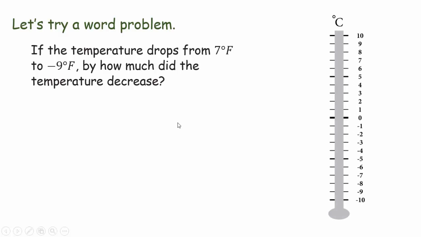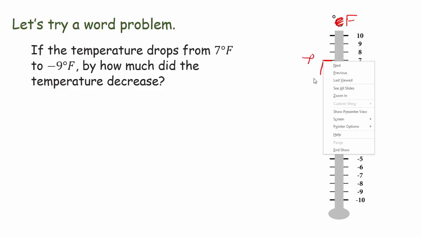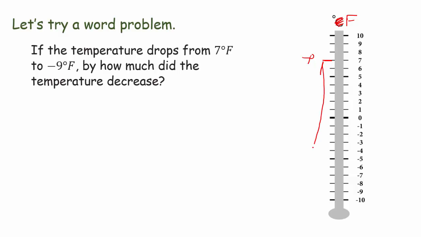Let's try a quick word problem. It says if the temperature drops from 7 degrees Fahrenheit, let's change this to a degrees Fahrenheit, sorry about that, to -9 degrees Fahrenheit, by how much did the temperature decrease? So first of all, drawing a vertical number line is often helpful when we're talking about temperatures. So I start up here at 7 degrees, and the temperature is going to drop all the way down to -9 degrees. And the question is, how much is that decrease?